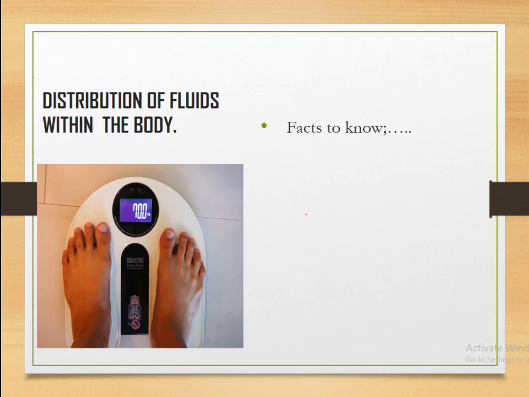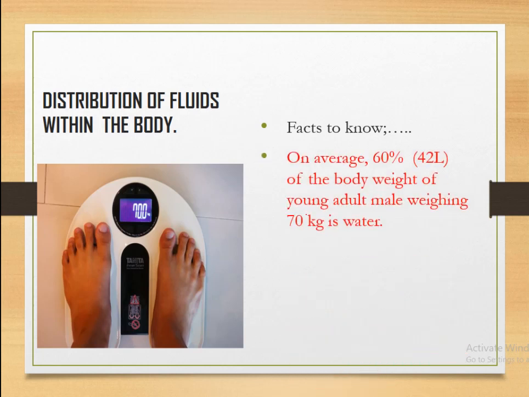On average, 60% of the body weight, which is 42 liters, is water. You need to take note of this figure: 42 liters of the body weight of a young adult who is 70 kg is water.